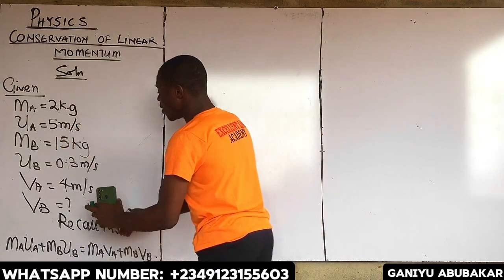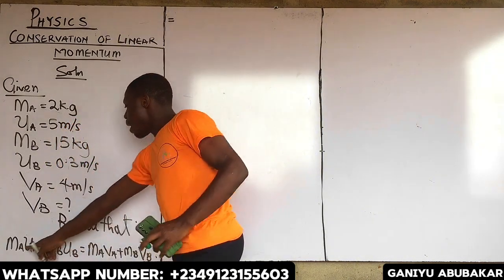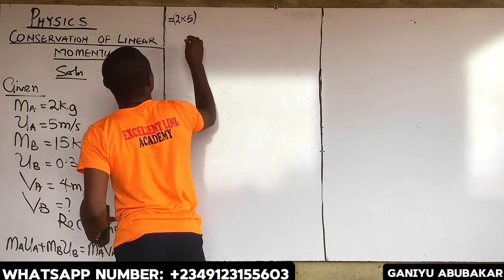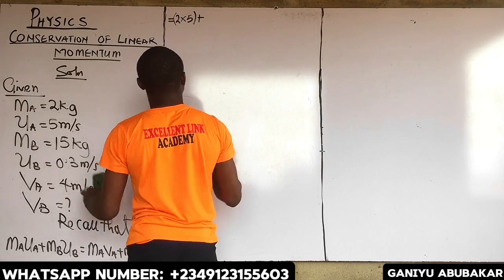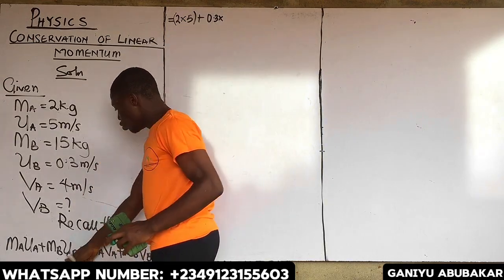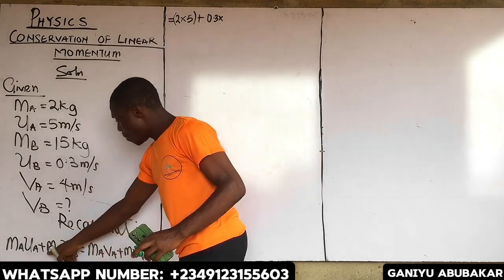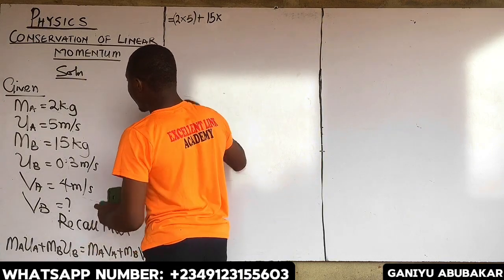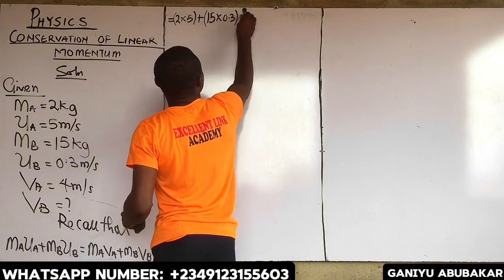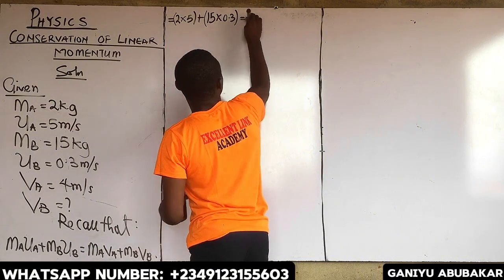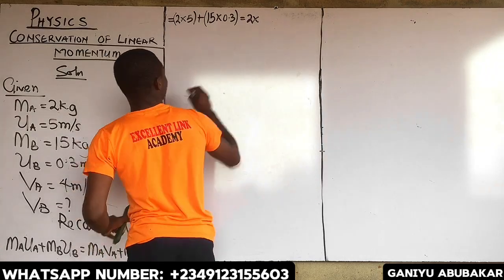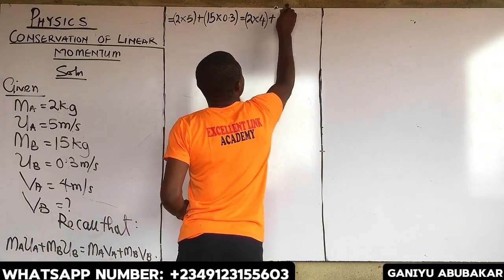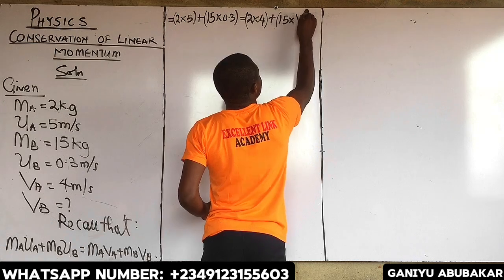If this is true, let's put in the values. What's MA? MA is 2, times UA, that's 5, plus MB, which is 15, times UB, and UB there is 0.3, is equal to MA, that's 2, times VA, that's 4, plus MB, which is 15, times VB, which is unknown.